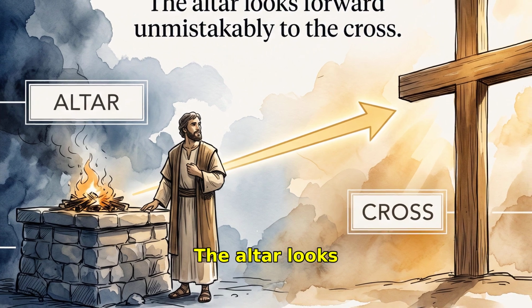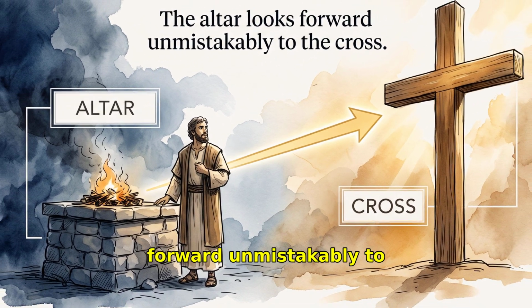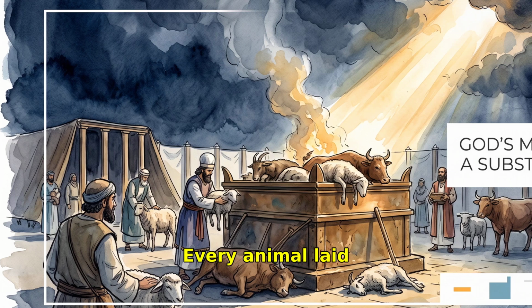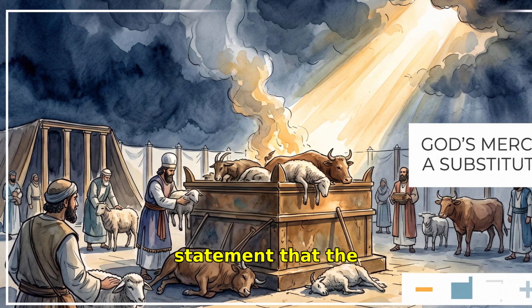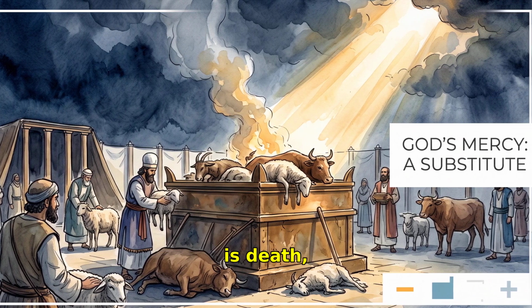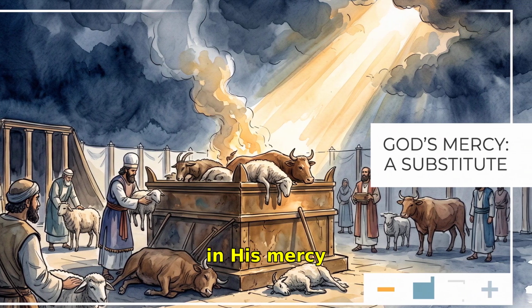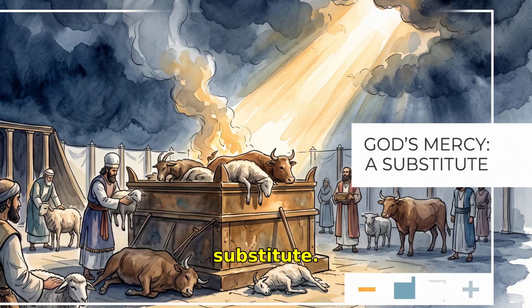The altar looks forward unmistakably to the cross. Every animal laid on that bronze structure was a recurring visual statement that the wages of sin is death, and that God in His mercy had provided a substitute.